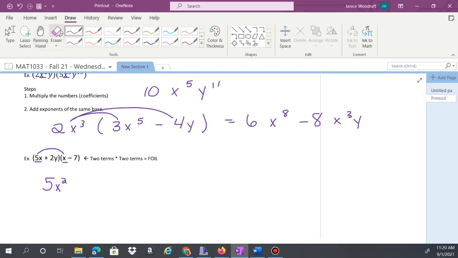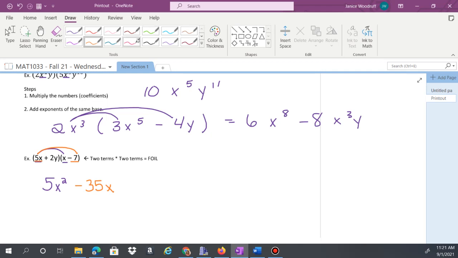Then outside is going to stand for the two outside terms of the whole thing. So that would be, I'll just change the colors since it's not erasing. So that would be this 5x and then this negative 7 because they're both outside. So 5x times negative 7 would give me a negative 35x. We just tack on the x.